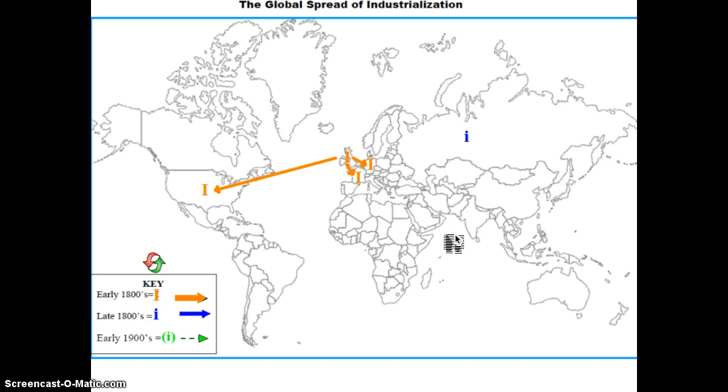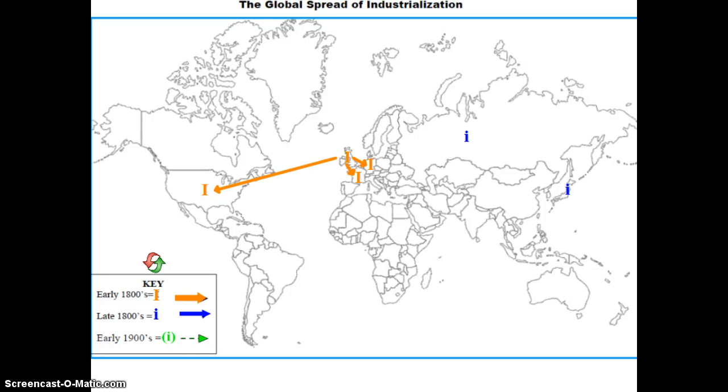Also in the late 1800s, Japan industrializes. So let's place a lowercase i on Japan here. Japan chose to begin industrializing in order to compete with European nations, which actually helps pull Japan away from other Asian nations. It had a strong political system and was unified to support these industrialization changes within.